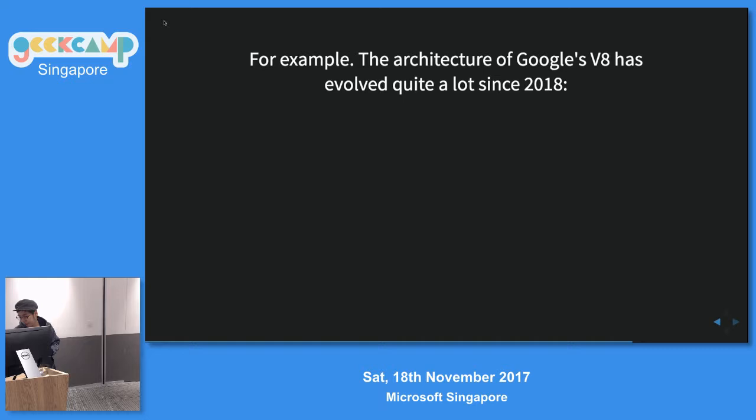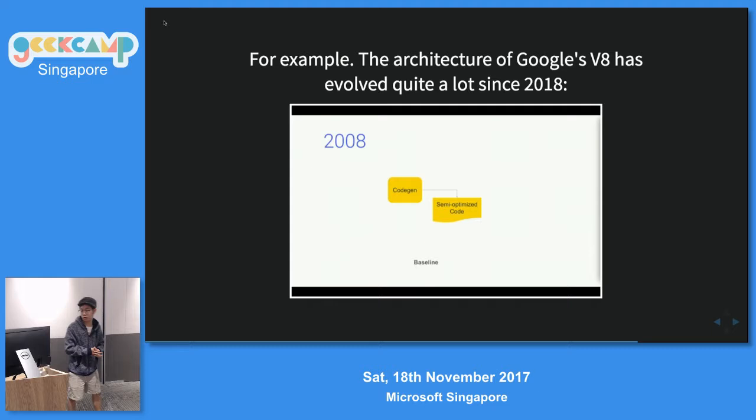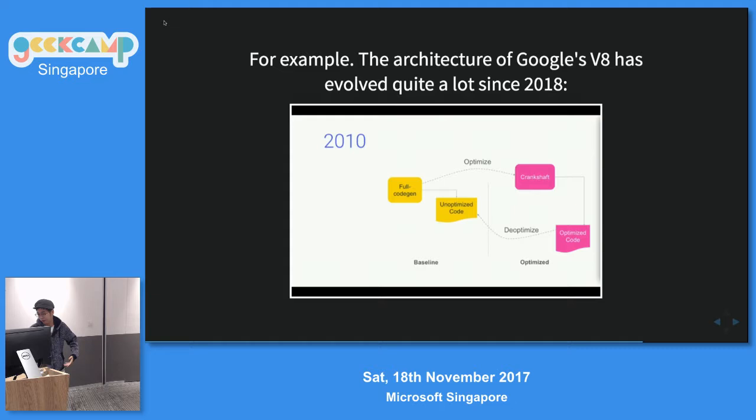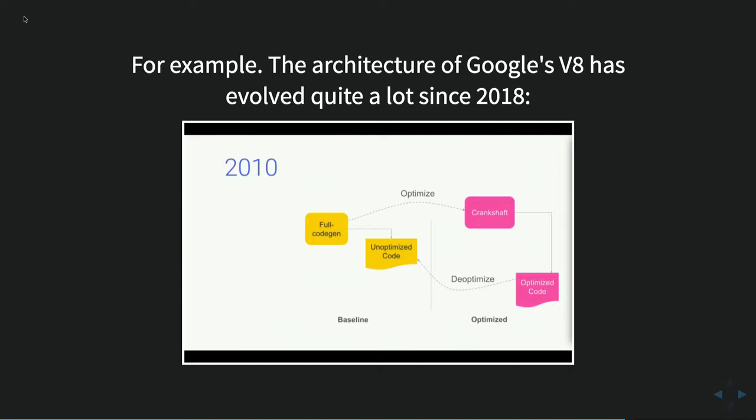So if you look at the architecture of Google V8, it has evolved a lot since 2018. I made this slide last night, actually, too busy with work. So anyway, you start off with just code gen and then just get semi-optimized code. It's the beginning of everything, obviously. And then you realize that you actually want to do some optimizations for code that you have run a lot. So that's when they introduced these. And then later on, they got a lot of different stuff.